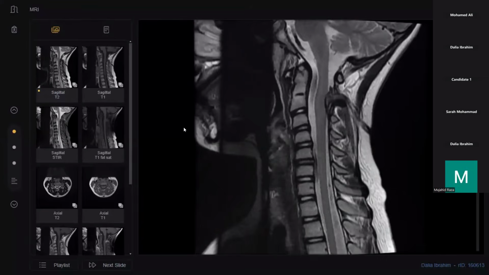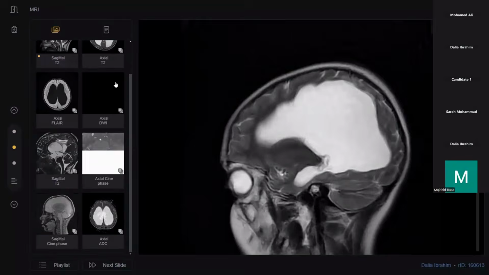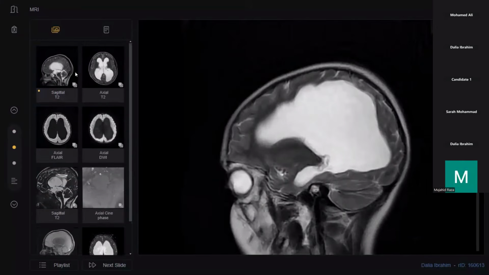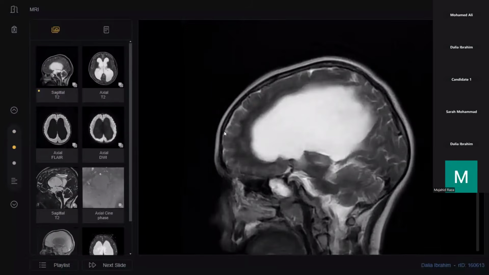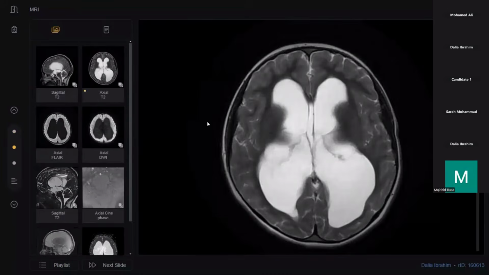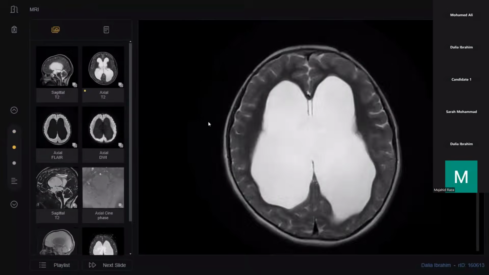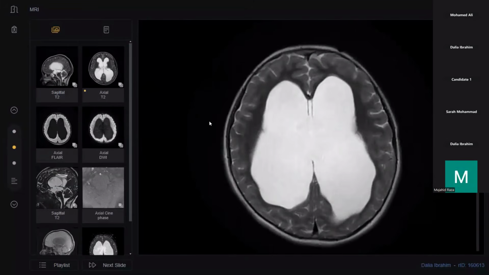Okay, this girl had the history of previous meningitis. Okay, and this is the MRI of the brain. Dr. Mujahid, do you have any comment on this MRI of the brain of the same girl? There is the dilatation of a ventricular chain noted. The fourth ventricle, third and lateral ventricles are markedly dilated.